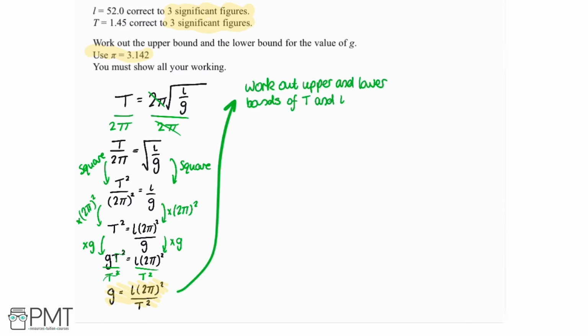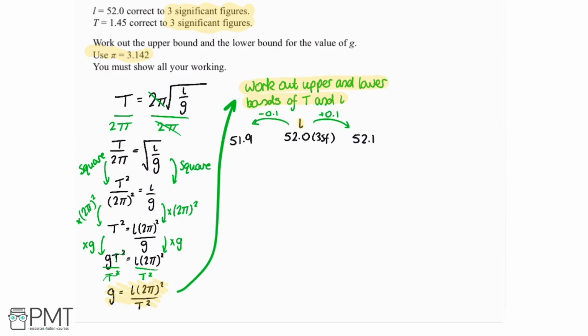Look at g, what's it made up of? We've got g equals, and what variables have we got? We've got L and t. So I need to work out the upper and lower bounds of t and L. So working with L first, we're told the value of L is 52.0, 3 significant figures. So if I do plus 0.1, we're going to have 52.1, and subtract 0.1 from L, we're going to have 51.9. So we're going to use this to help us.